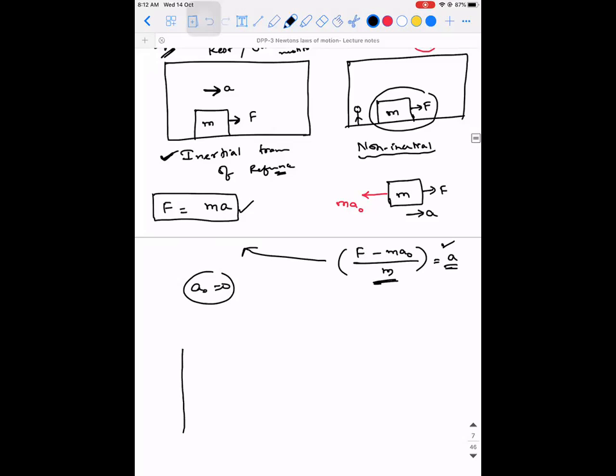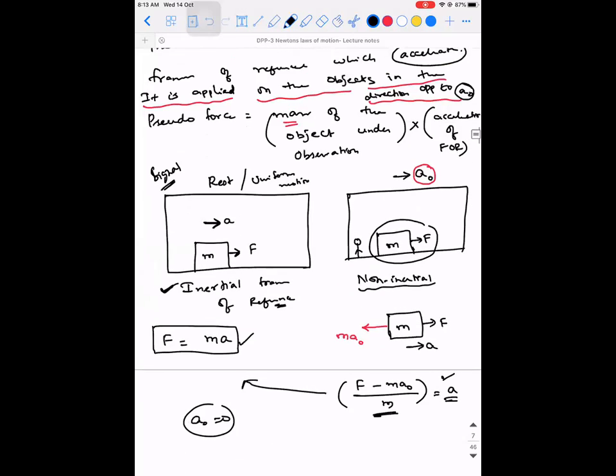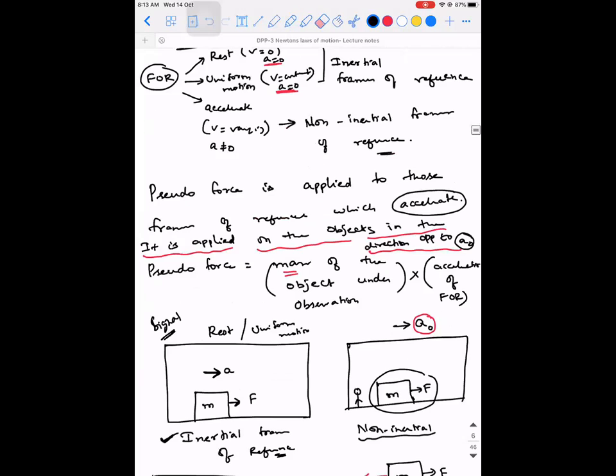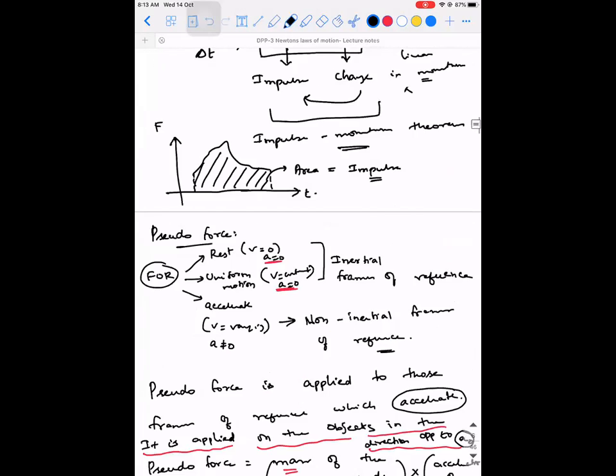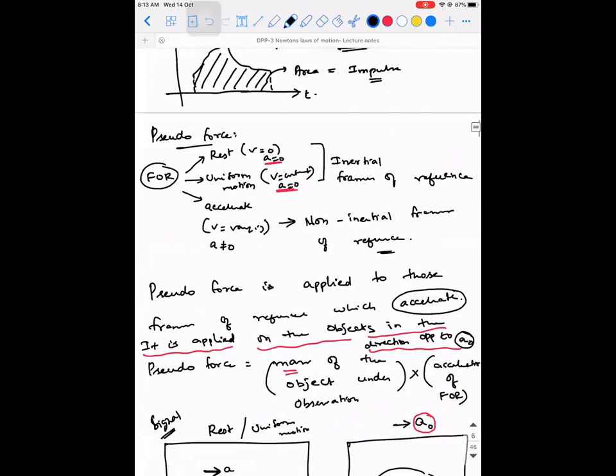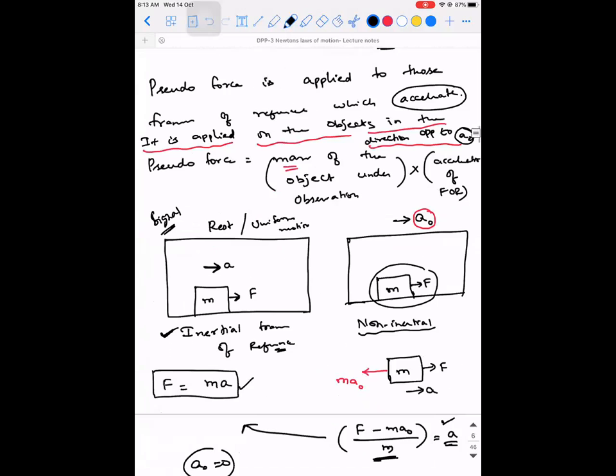Now see. One small correction I would like to make. I'm extremely sorry about this. The observer should not be within the non-inertial frame, they should be outside. You're observing from here.